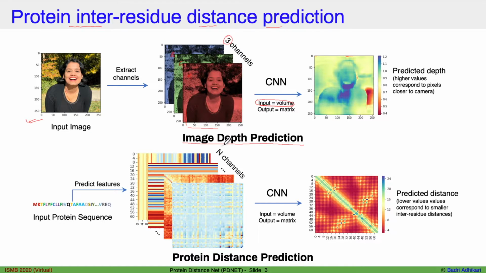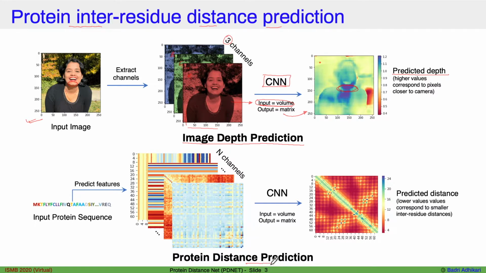And the task in image depth prediction is we build convolutional neural network models which accept this input volume as the input and then predict as an output a matrix. Now this matrix is a predicted depth. Each pixel in this matrix represents how far or how close each pixel is to the camera. For example, in this picture, the lady's chin is very close to the camera, and we built a model that can predict very high values for around the chin region.